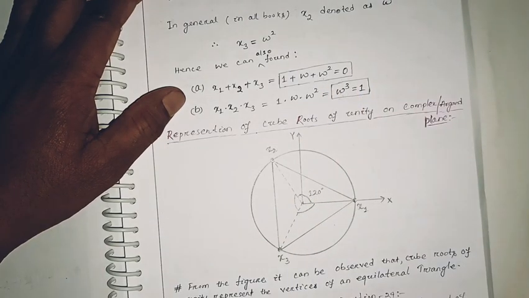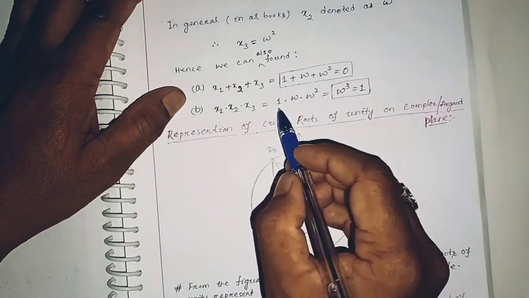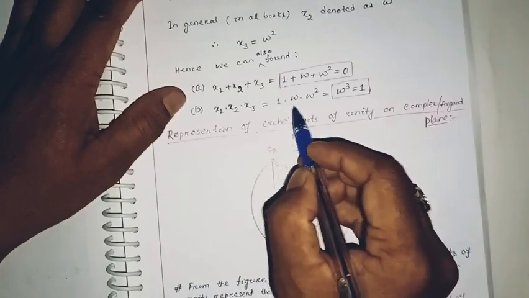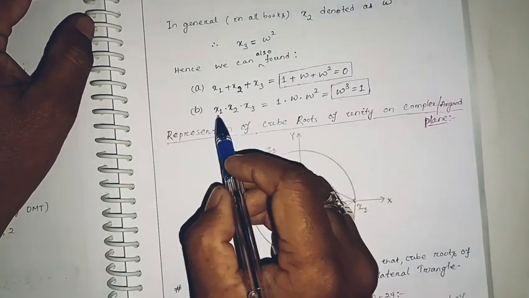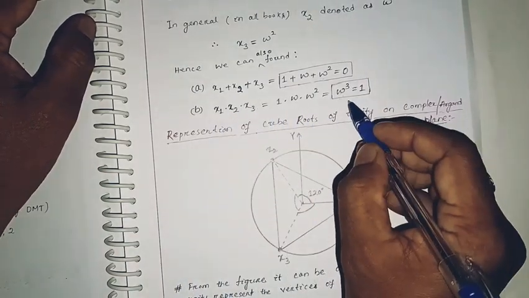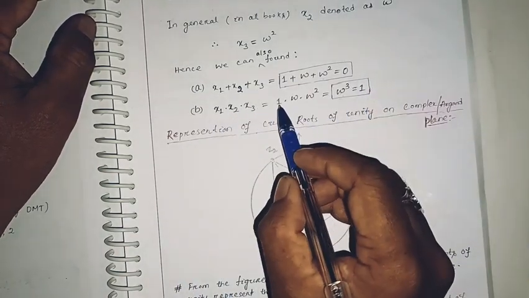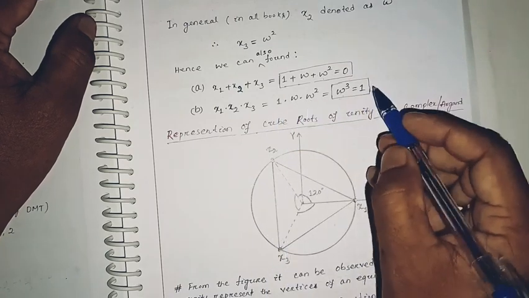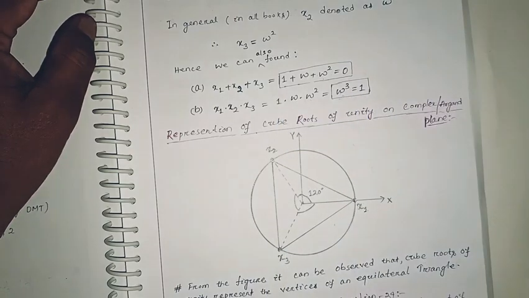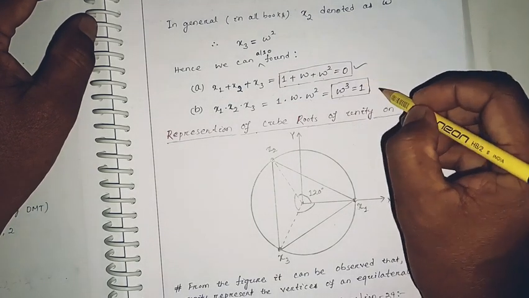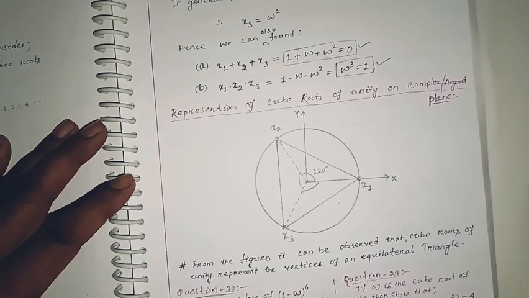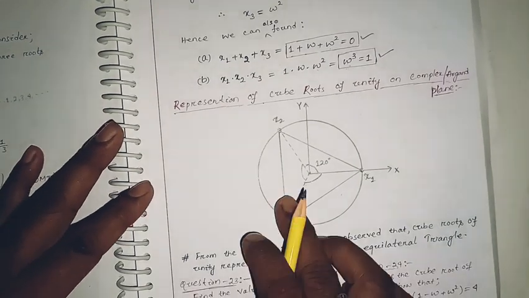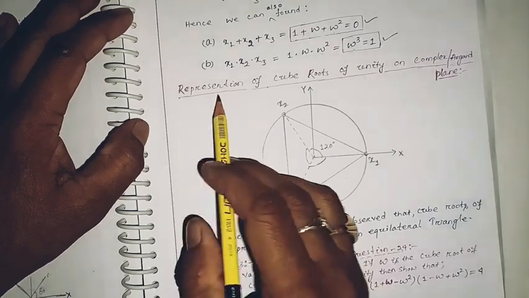Similarly, you can find, if you do it in your rough also, that 1 into omega into omega square, that means the multiplication of these three roots, will be equal to 1. Here you can see 1 into omega into omega square is nothing but omega cube, which will be equal to 1. So I suggest to all of you that you just remember these two results, which are essential to solve the numericals.